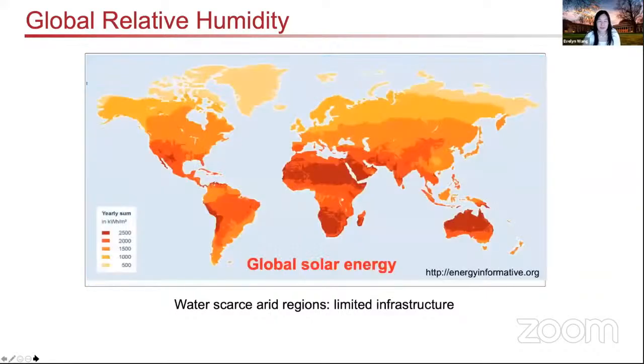Fortunately, as we overlay the map of global solar energy, you can see that in many parts of these arid climates, there's quite an abundance of sunlight. And this is where we believe that there is an opportunity for solar-powered water technologies to enable clean drinking water for the world.